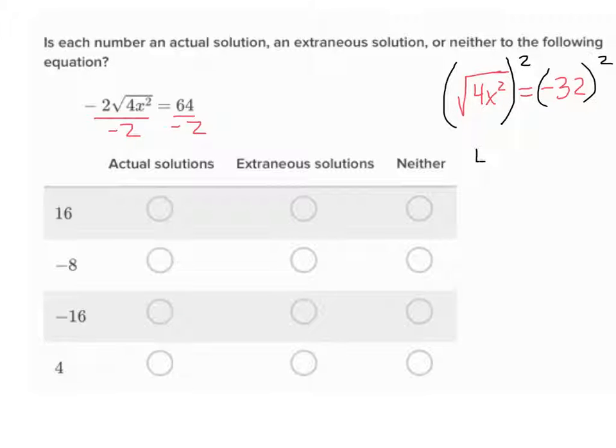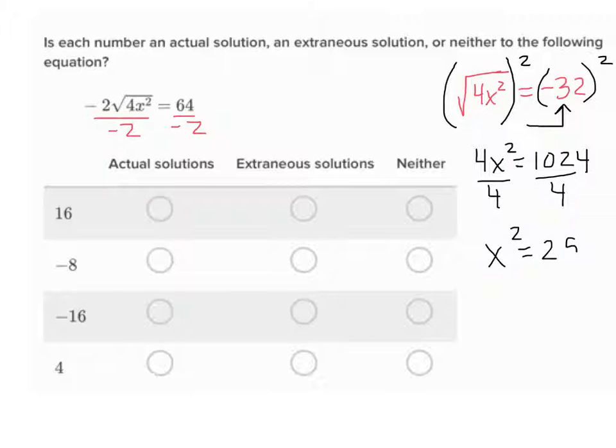And so I have 4x squared equals, and you need to type in your calculator, -32 squared. Now, anytime you square something, it's going to be what? Positive and in parentheses. So you get what? 1024. And now remember, we're trying to get x by itself. So now I'll divide by 4 on both sides. And so I have x squared equals 256.